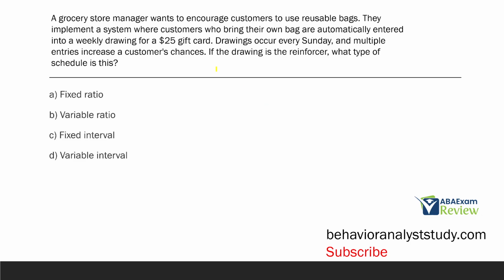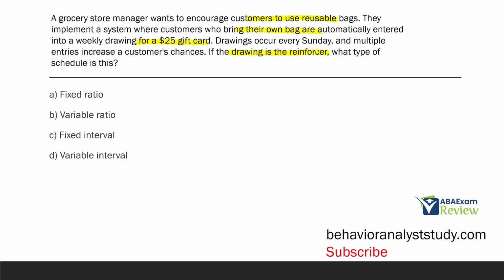All right, basic reinforcement schedule question. Should be pretty straightforward. We've identified the drawing as the reinforcer. So that's going to be our consequence. The manager wants customers to use reusable bags. System: customers who bring bags can enter into a drawing for a $25 gift card. Now, does it matter how many bags they bring? Is that going to have the drawing occur?